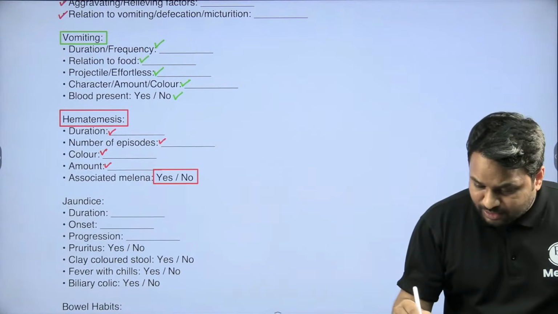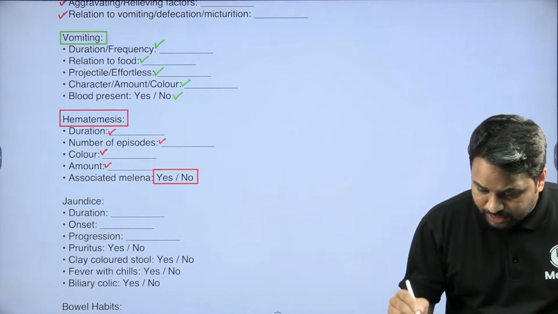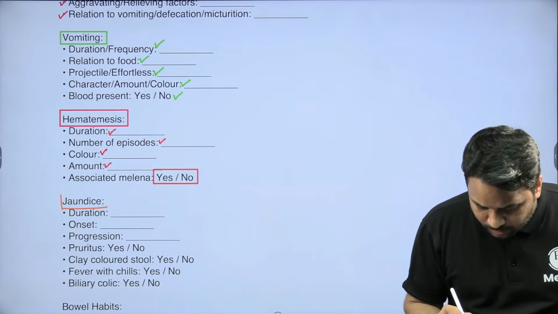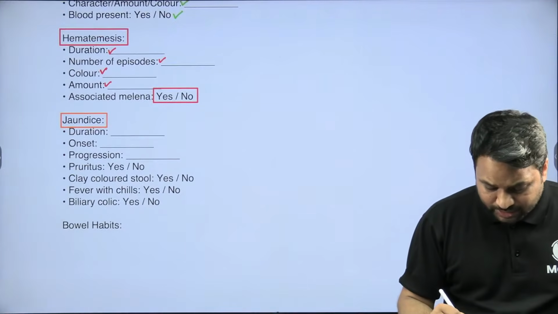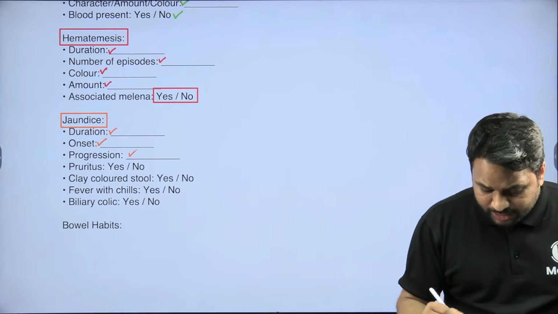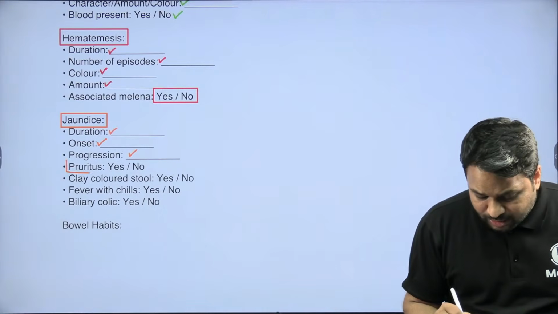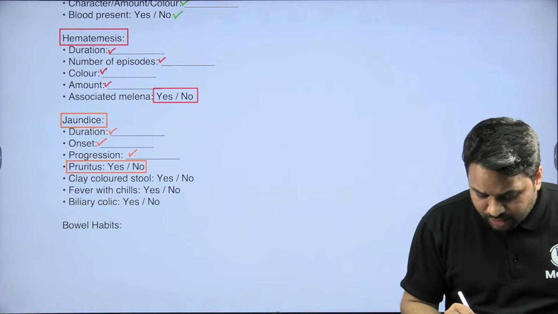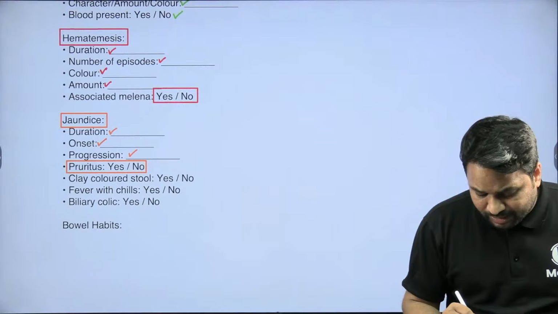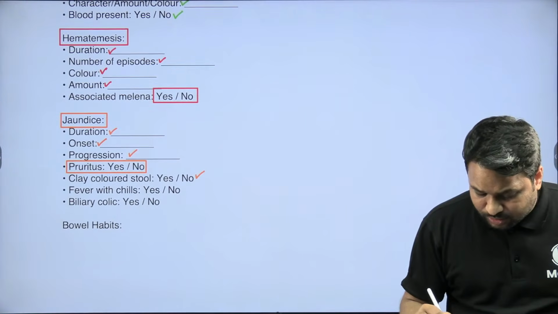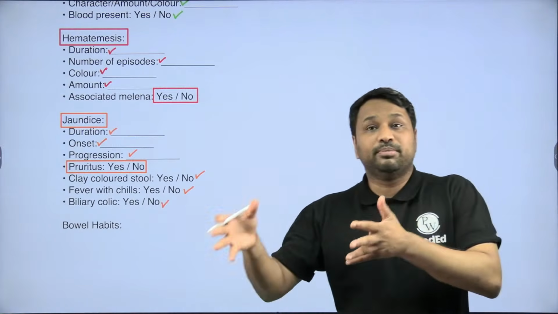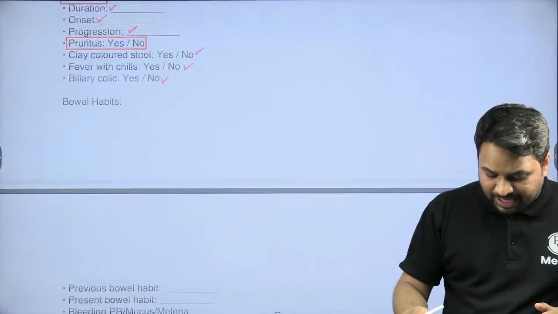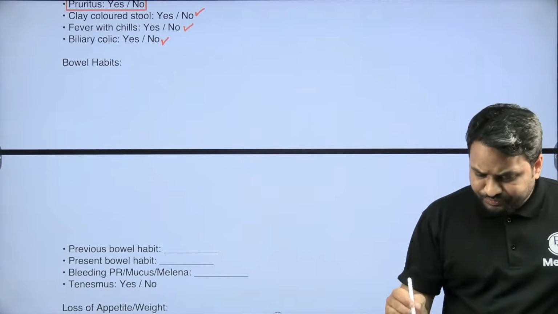The next factor is going to be with respect to jaundice. Now, whether the patient's pain abdomen is associated with jaundice or not. Same questions: duration, onset, progression. Is it associated with pruritus or not, telling you whether it is a severe form of jaundice or not. Again, loss of bile salts will result in clay-colored stools. Whether it is associated with fever or not, whether it is associated with biliary colic or not, will tell you about the biliary pathologies.